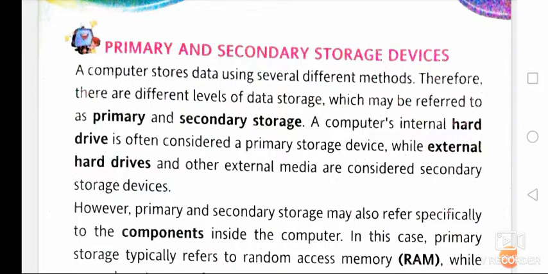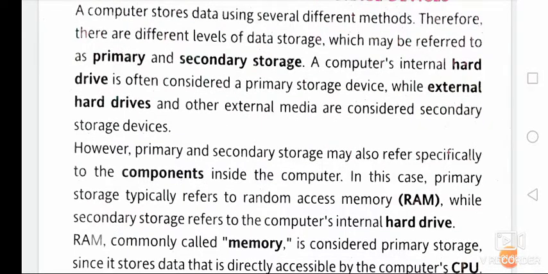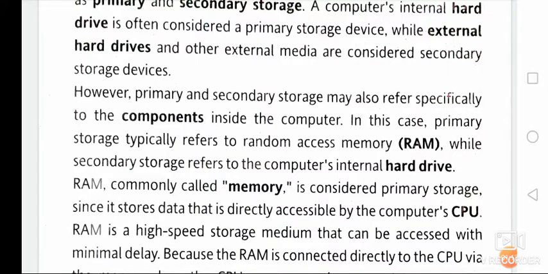So the computer memory is mainly divided into two: primary memory and secondary memory. Primary memory is the internal memory of a computer, and secondary memory is the external memory of a computer. Okay, then the primary memory, that is internal memory, is divided into two types, that is RAM and ROM. RAM means random access memory and ROM means read only memory.